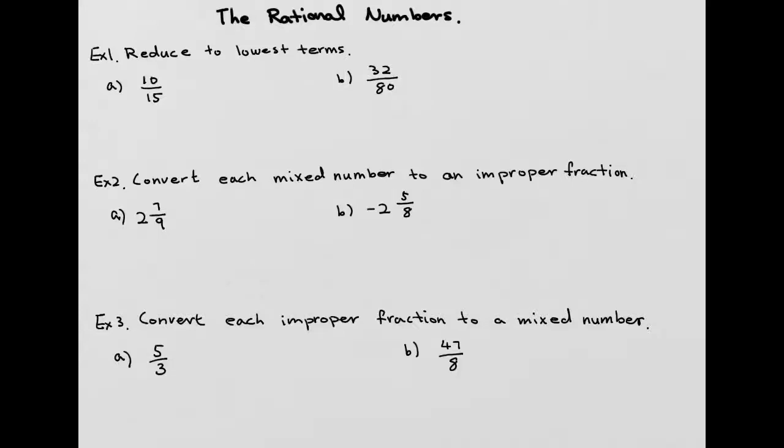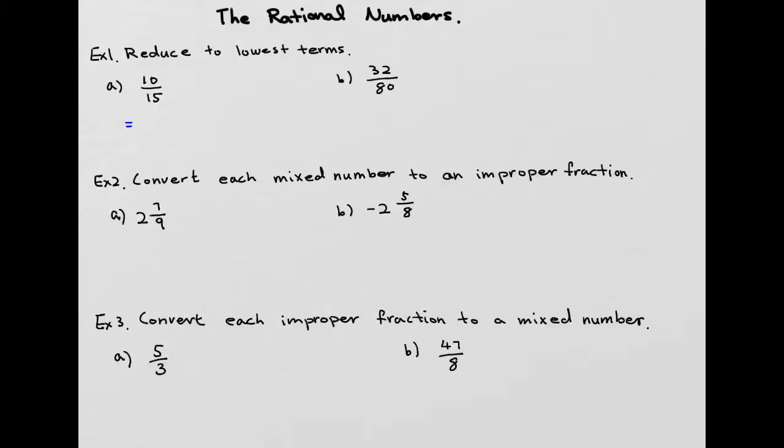Today's lecture, we're going to talk about rational numbers. Rational numbers are fractions, so we're going to learn everything about fractions. The first problem is to reduce to the lowest terms. So for this first one, when we reduce to the lowest terms, we need to know the factors of 10 and 15, so we know what the common factor will be.